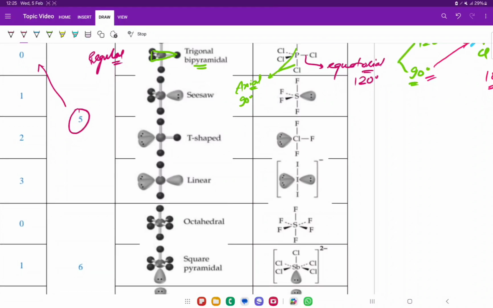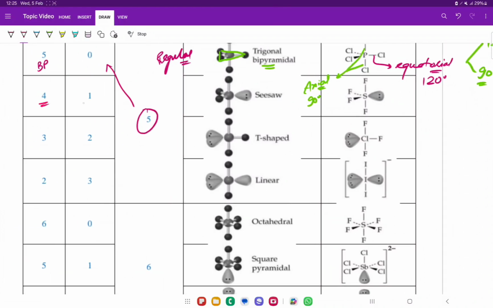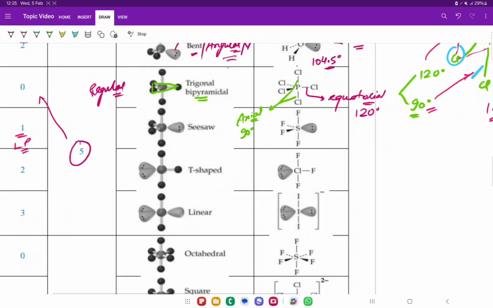Now the next is 4 bond pairs, 1 lone pair. Out of the 5 electron clouds, 4 are bond pairs and 1 is lone pair. Now one of these is converted to a lone pair. The lone pair will be at 120 degree. Why? Because 120 degree is the maximum angle at which the lone pair could be present to minimize the repulsion. Thus the equatorial position will become the lone pair, and the remaining 2 will be bond pairs at equatorial. 2 equatorial and 2 axials.